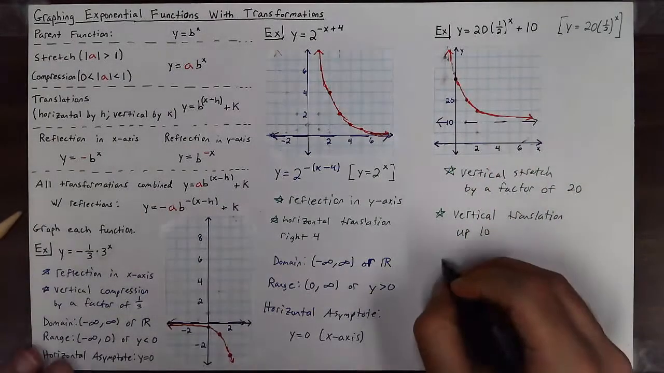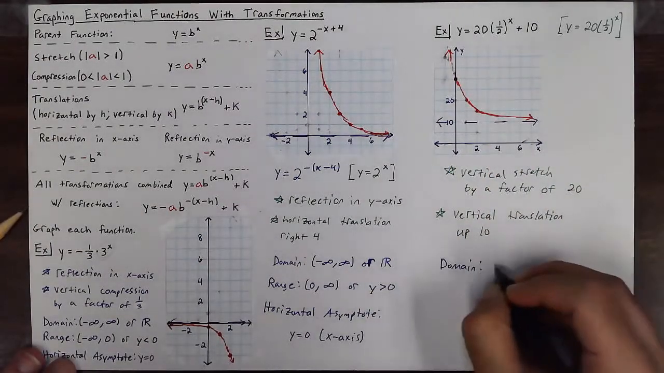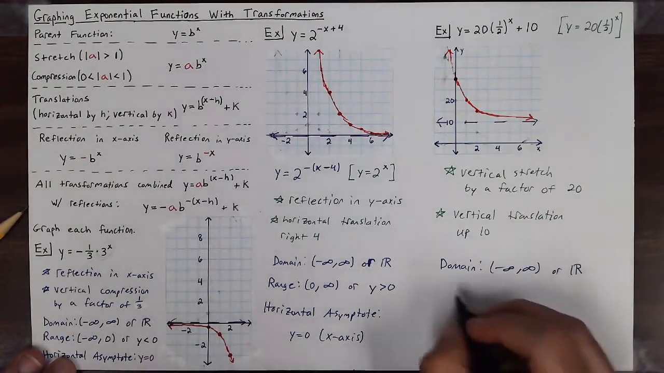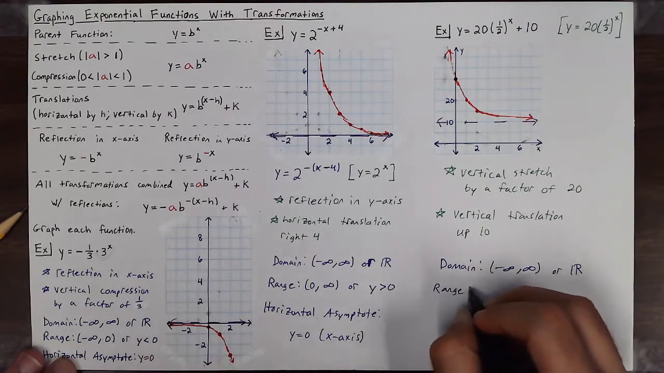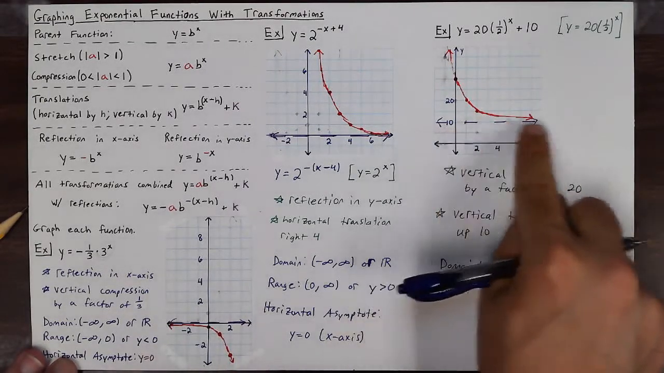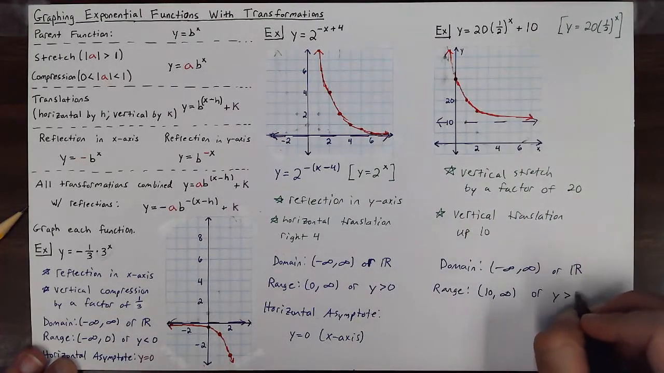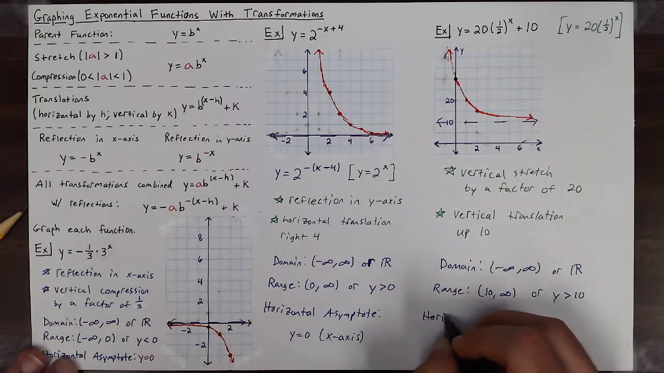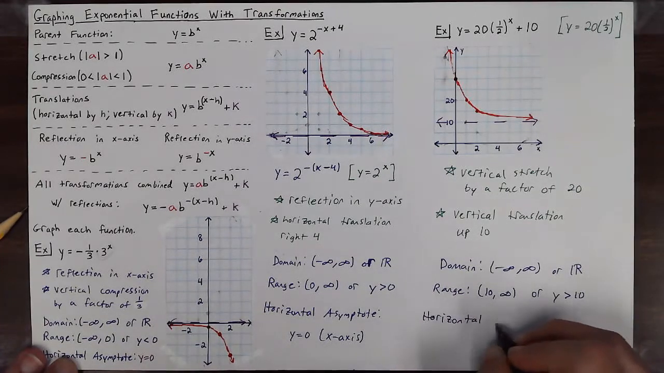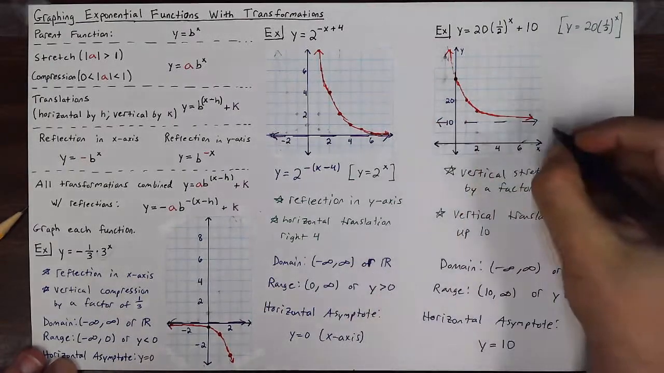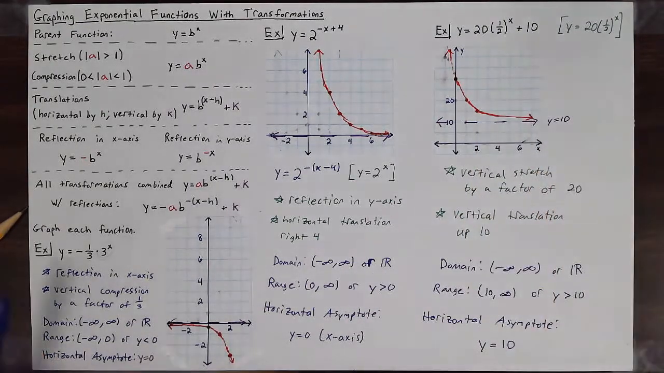So my domain for this problem is still all real numbers, negative infinity to positive infinity. The range in this case is that the lowest it can ever reach is 10, but not quite. So I go from 10 to infinity, or you just say y is some value greater than 10. And the horizontal asymptote actually changed this time to y equals 10, that horizontal line right there. And that is how you graph exponential functions with transformations.